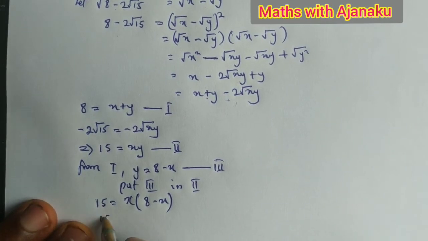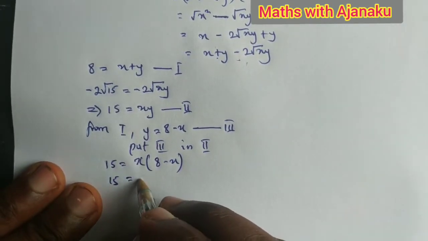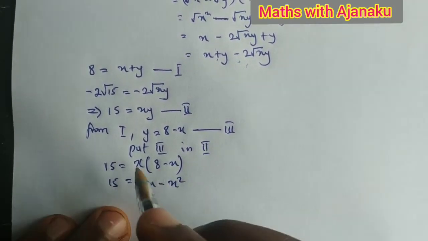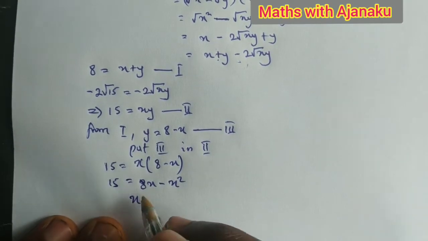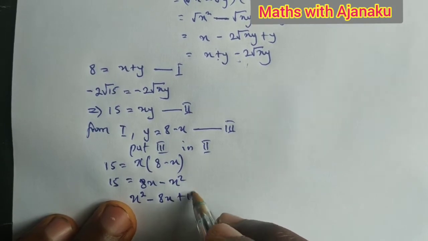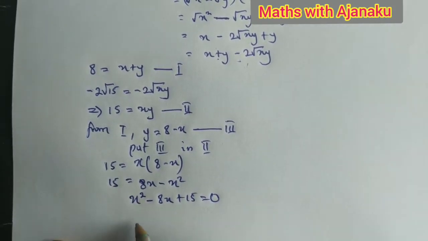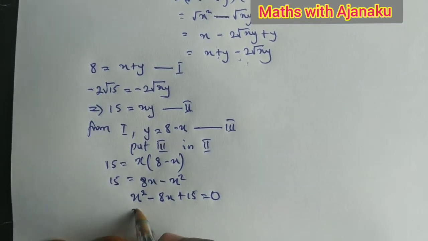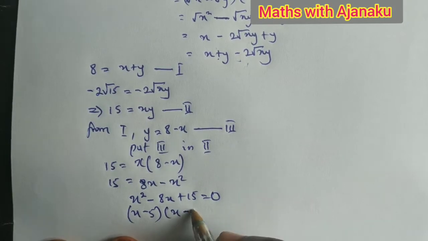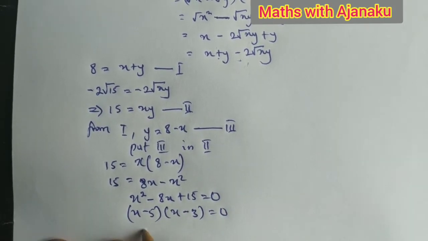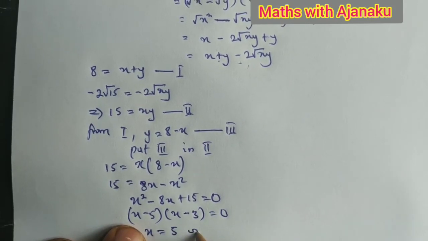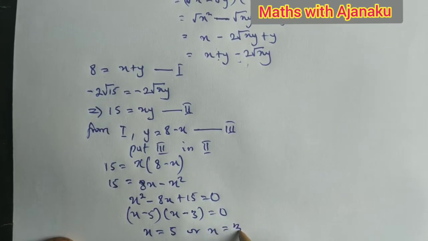Expanding that, we have 15 equal to 8x minus x raised to power 2. Now, rearranging, I have x raised to power 2 minus 8x plus 15 equal to 0. And when you solve this, you should get x minus 5, then x minus 3, is equal to 0, then x is equal to 5, or x is equal to 3.